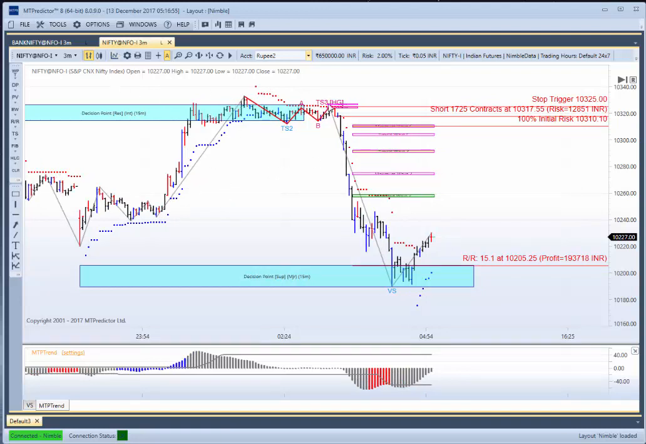And as you can see, the result of this Holy Grail sell setup for a potential 15R profit would be a very good profit indeed. So a great example of how to use MTPredictor when the picture is clear, using the higher time frame DPs on the higher time frame chart, and an example of our Holy Grail trade setup. So a good day for our Indian customers using MTPredictor today, December the 13th.